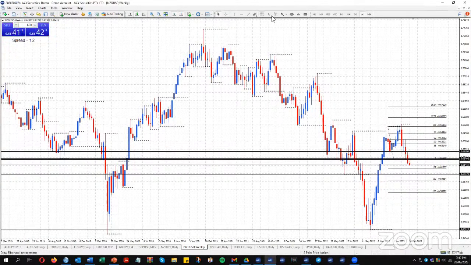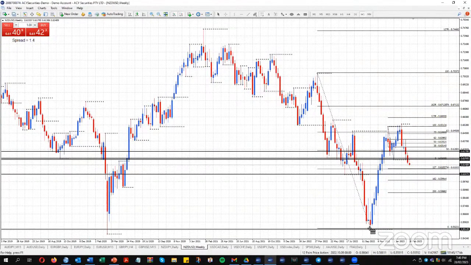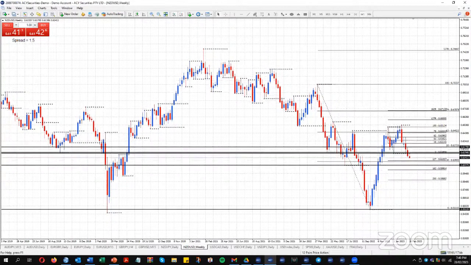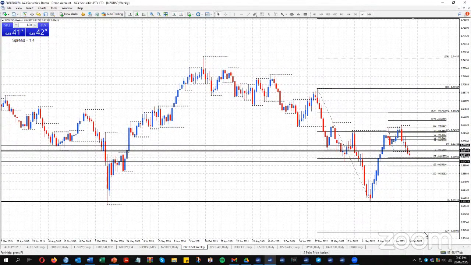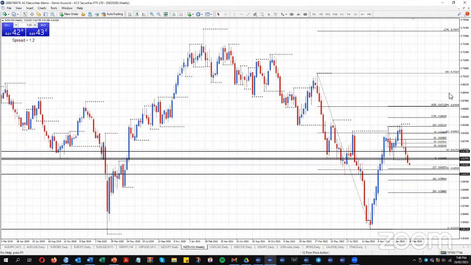It's worth understanding that if we failed at the 62% level rally of last year's trading range, there's a very good chance we can move down to the low of last year. And maybe we're going to move down through to 127 extension long term. But of course, a lot needs to happen for that to occur. Not going to happen this week.